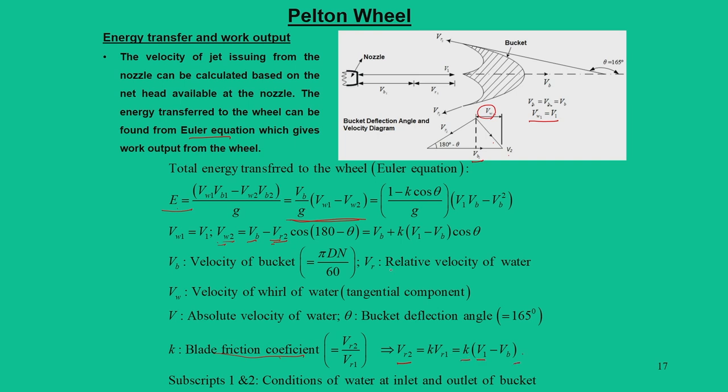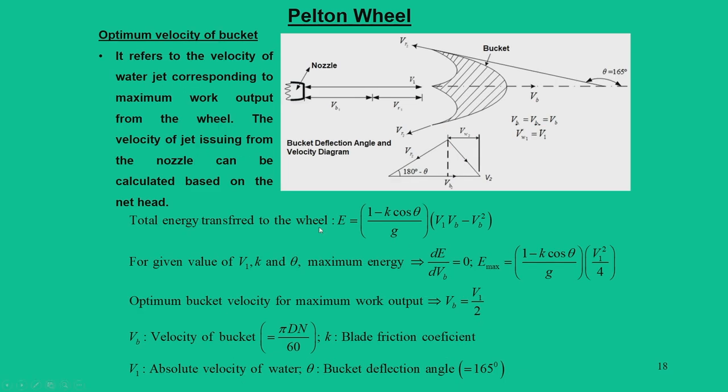So, putting these two expressions together, we arrive at the energy transferred to the wheel as (1 - k cos θ)/g × (V1 Vb - Vb²). And moreover, emphasis is given that the bucket deflection angle is always kept at 165 degrees.